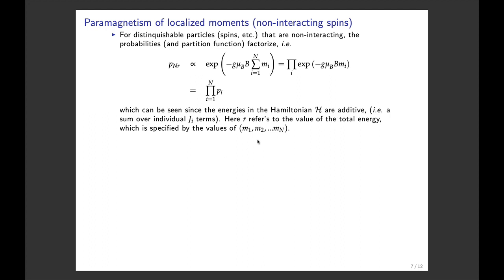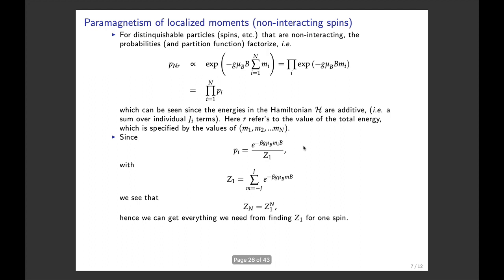and so the total energy of the system is specified by this collection of integers m1, m2, all the way up to m sub N, and all these go from minus J to plus J. So we could write down the probabilities if we want. And actually we could write down the probability of a single spin. Let's focus on one of them since they're all identical and we showed how to handle large N copies of the same system. Well, the probability of one of them is given by this kind of term.